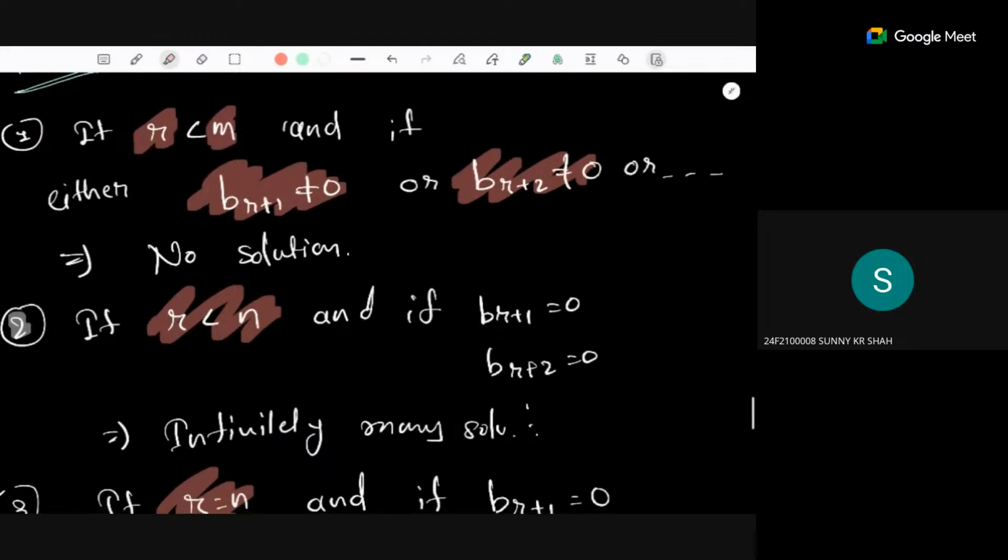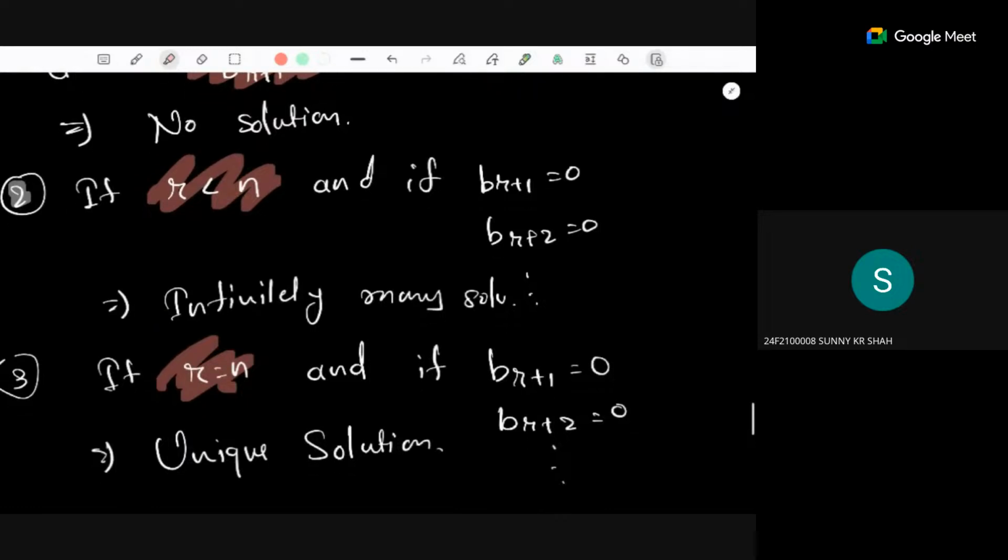I'll repeat: when r is strictly less than m and among the constants related to zero rows at least one is not equal to 0, then we have no solution. If r is strictly less than n and the values of constants related to zero rows are all zeros, then we have infinitely many solutions. And if r is equal to n and the constants related to zero rows are all equal to 0, then we have a unique solution. Okay.